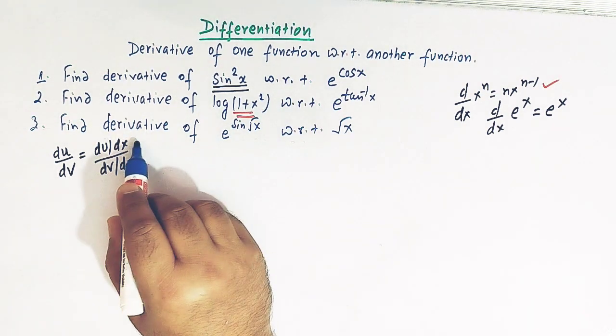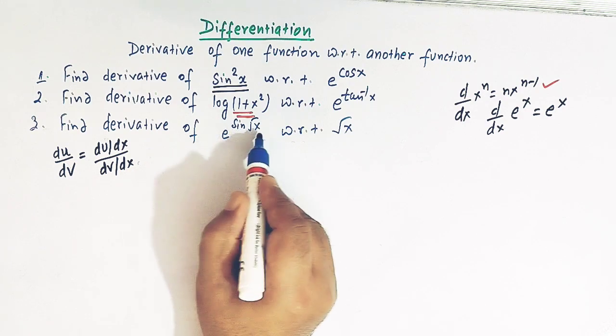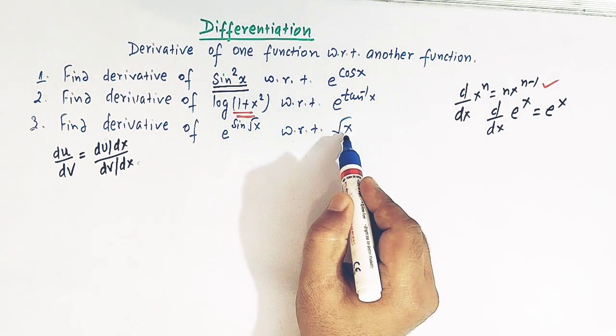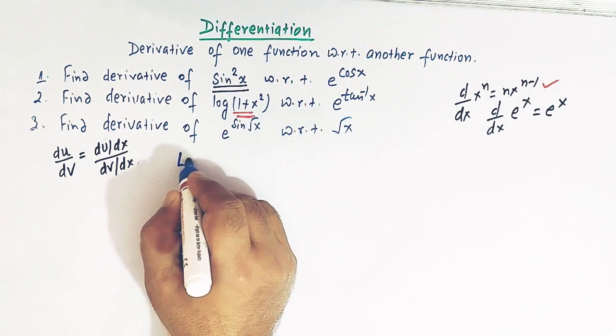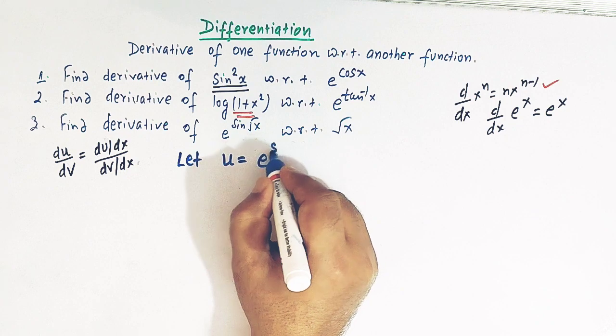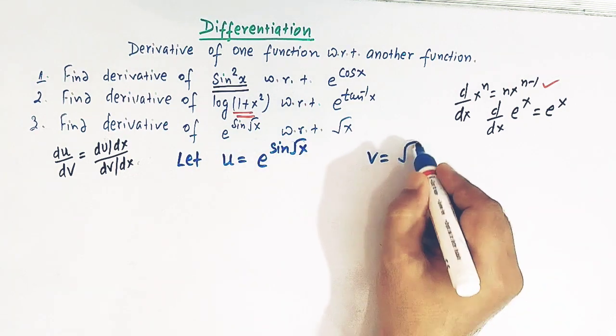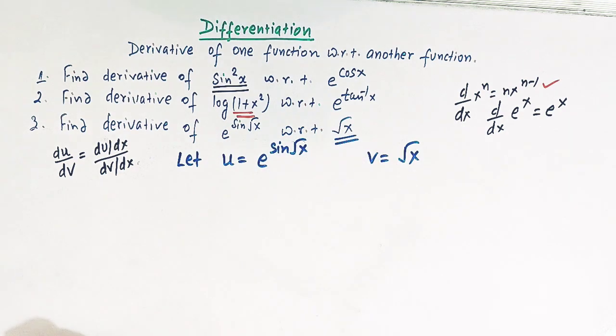Now let us take this third problem. Here we have to find the derivative of e^(sin √x) with respect to √x. So let us take u equal to e^(sin √x), and v can be taken as the square root of x.